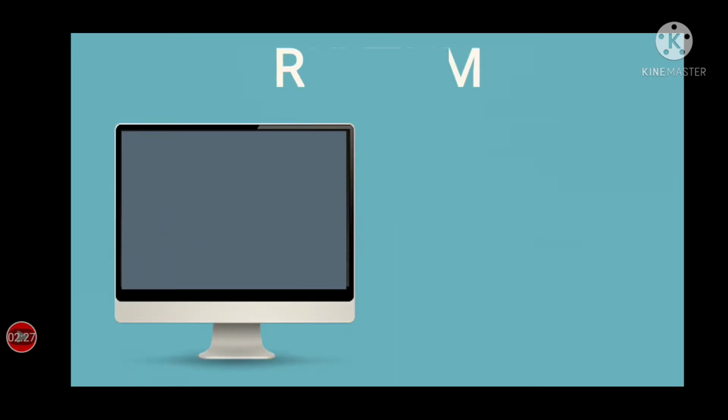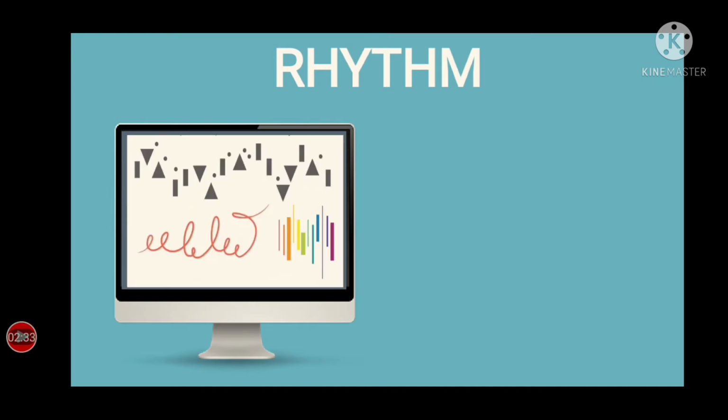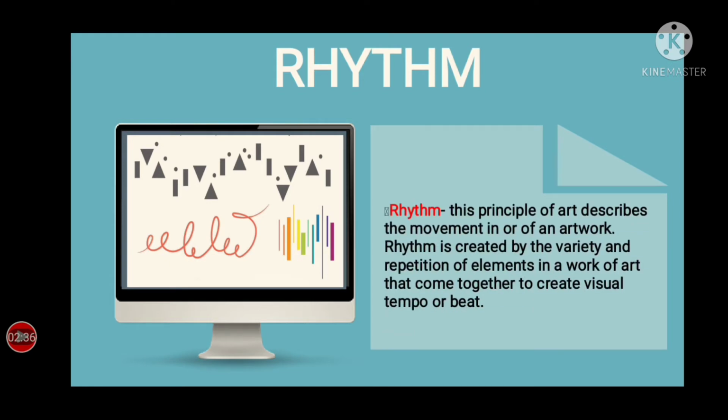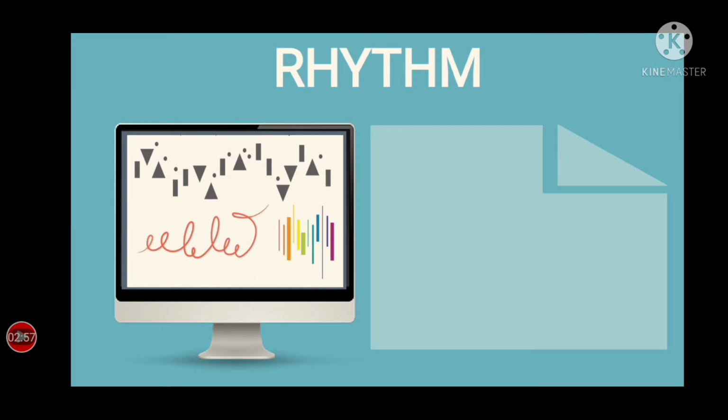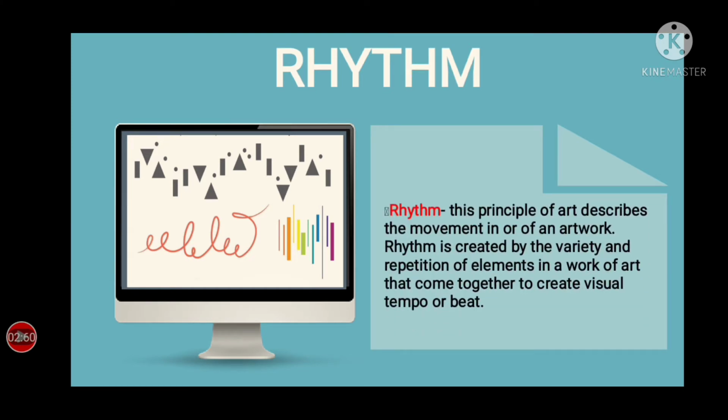Now let us proceed to rhythm. Rhythm as a principle of art. When we say rhythm, this principle of art describes the movement in or of an artwork. Rhythm is created by the variety and repetition of elements in a work of art that come together to create visual tempo or beat. As you can see in this picture, there is repetition of shapes like triangle, rectangle, circle, and repetition of colors and lines. It comprises beat and repetition of elements.